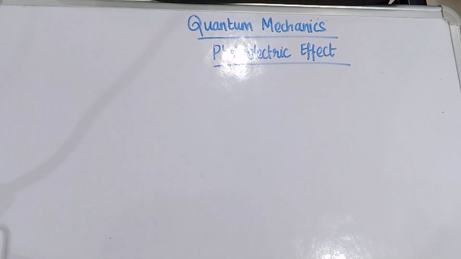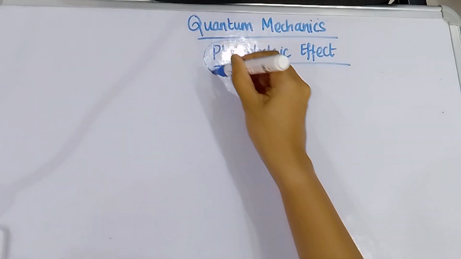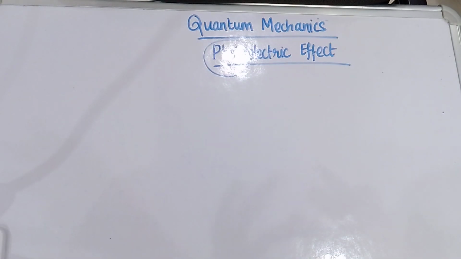So basically what is meant by the photoelectric effect? From the name itself we can say it is something related to photons, something related to light. Light has small packets of energy or particles known as photons. So basically it is the matter of photons. Alright. So first let me explain what is meant by the photoelectric effect.